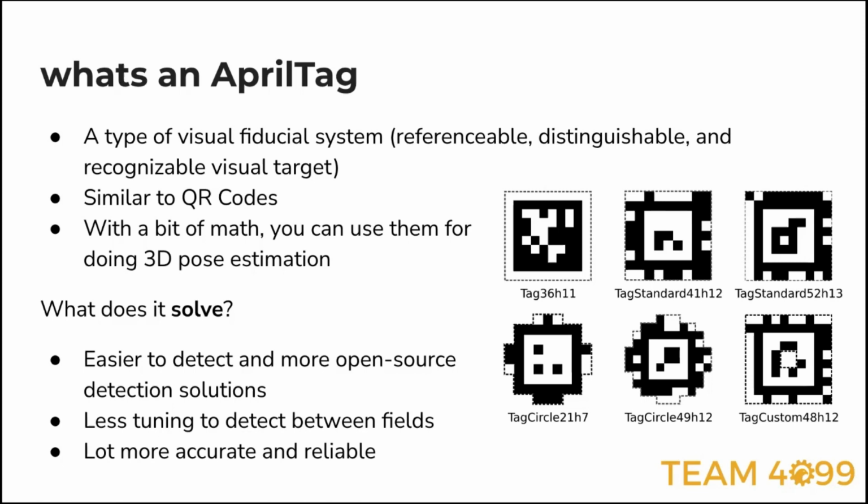So what is an Apriltag solving and why is it replacing retroreflective tape? An Apriltag gives you an easier to detect and more open source detection solution because there's a lot of tools out there for detecting Apriltags, and it's not an FRC specific tool. This is used within all sorts of robotics and industry. There's a lot less tuning necessary in order to use Apriltags because the actual algorithms behind it don't get changed as much based on the environment you're in, like the lighting or the amount of contrast in your photos.